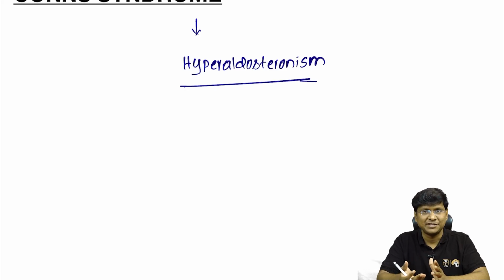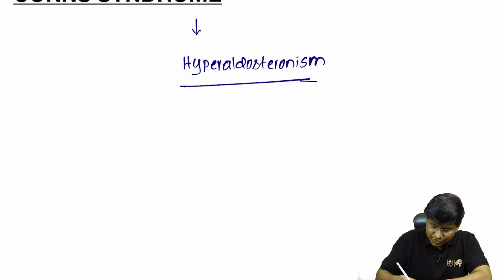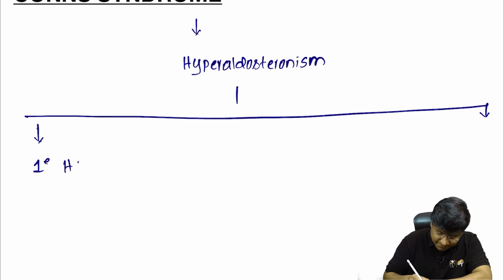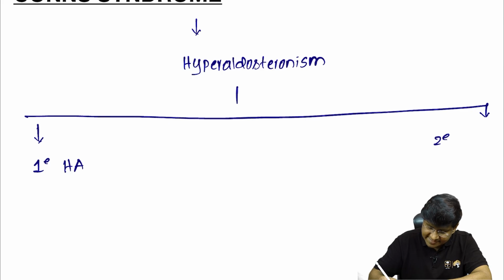So if there is hypotension, decreased fluid volume, or decreased renal perfusion, that is the point when there is activation of the RAS. Once there is activation of RAS, there will be production of aldosterone. And if this aldosterone is produced in excess quantity, that will result in hyperaldosteronism. This hyperaldosteronism is of two forms: one is primary hyperaldosteronism, then secondary hyperaldosteronism, right?